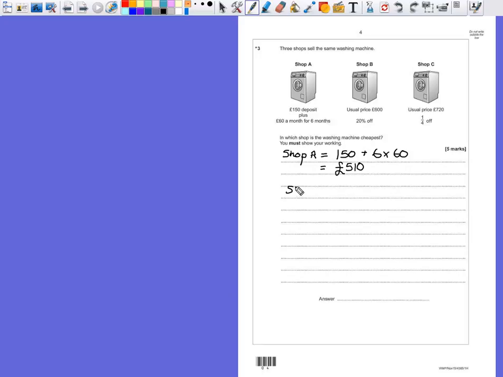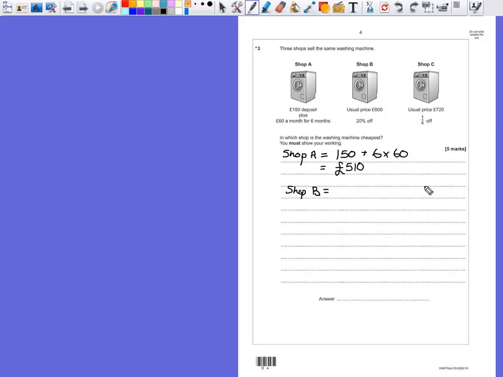Next we move on to shop B. Shop B says the usual price is £600, but we get 20% off. Now to work out 20% off, I prefer to think of this as maybe 80% of the final value, but because this is a non-calculator paper, I'm going to use this just as 10%, use that to work out 20% and then take it away.